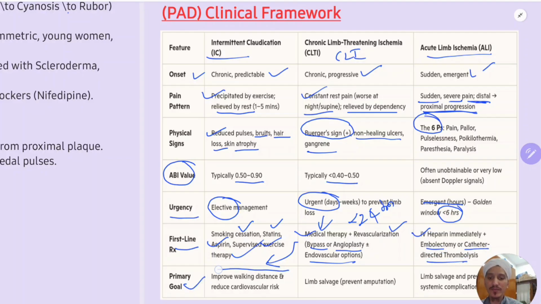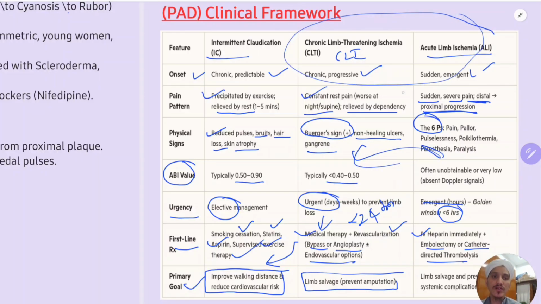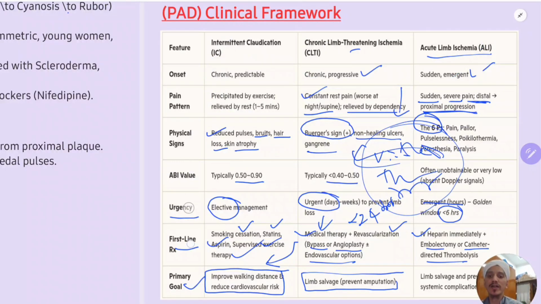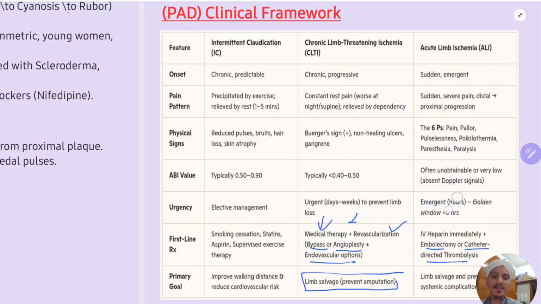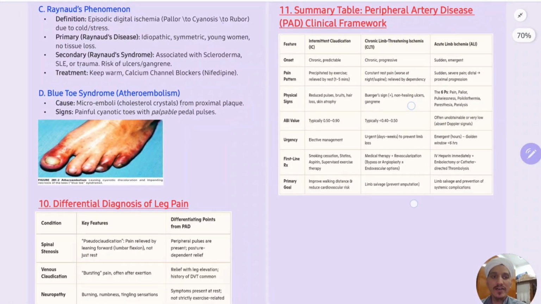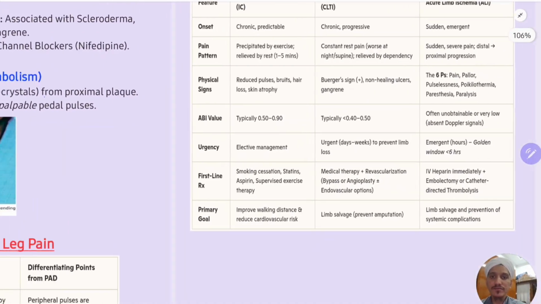The primary goal here is to improve the walking distance and reduce the cardiovascular risk. That is one. Here it is limb salvage. So in both of these, you will decide whether it is viable, threatened, or irreversible. Then you will plan the treatment accordingly. Now I will summarize the approach to how to manage these patients.